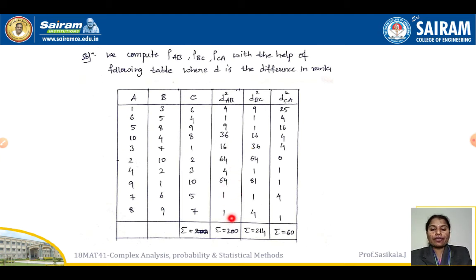And immediately we can find the summation D squared of AB, and similarly the summation D squared of BC: 9, 1, 16, 36, 64, 1, 81, 1, 4. It is 214. And similarly the summation D squared for CA gives 60.